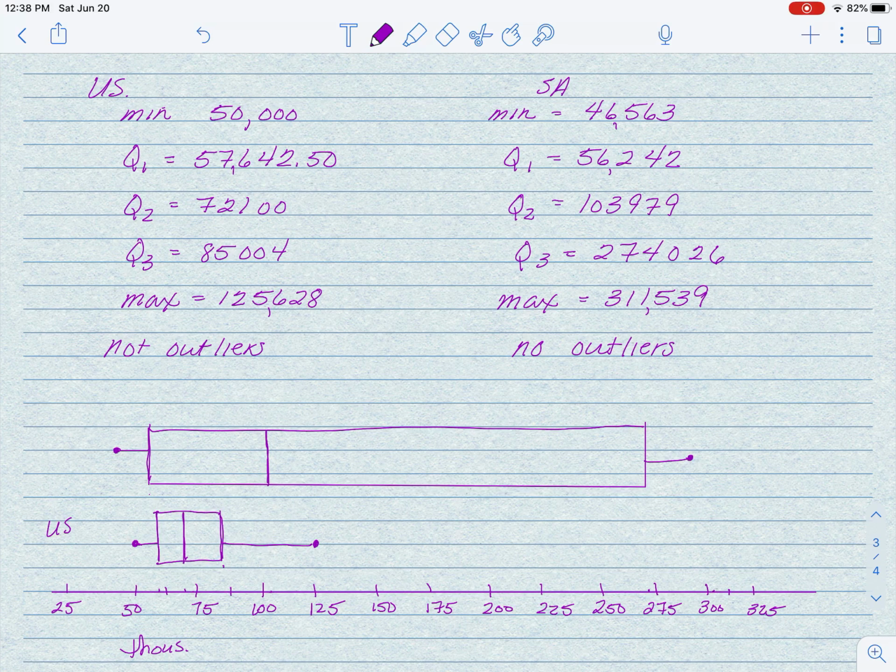Now let's write our numbers on these things so we can remember what's going on. So 50,000, I'm going to write 57,000, 72, 85, 125. Then I'm going to do 46, 56, 103, even though it's closer to 104, 274, and 311. Okay, so those are our two box and whiskers.